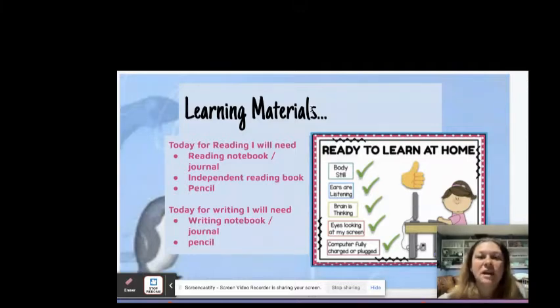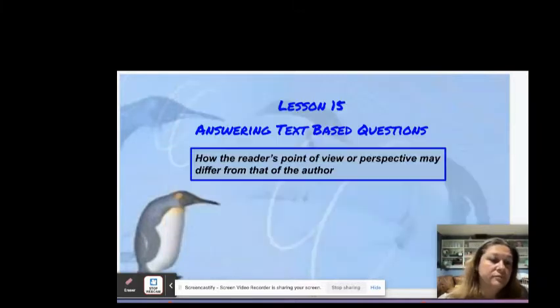So I'm going to give you a few seconds to gather your materials if you don't have them ready. And if you need more time, please feel free to pause the video and then come back to us. All right, boys and girls, if you still need more time, again, pause the video and come back to us when you have all of your materials.